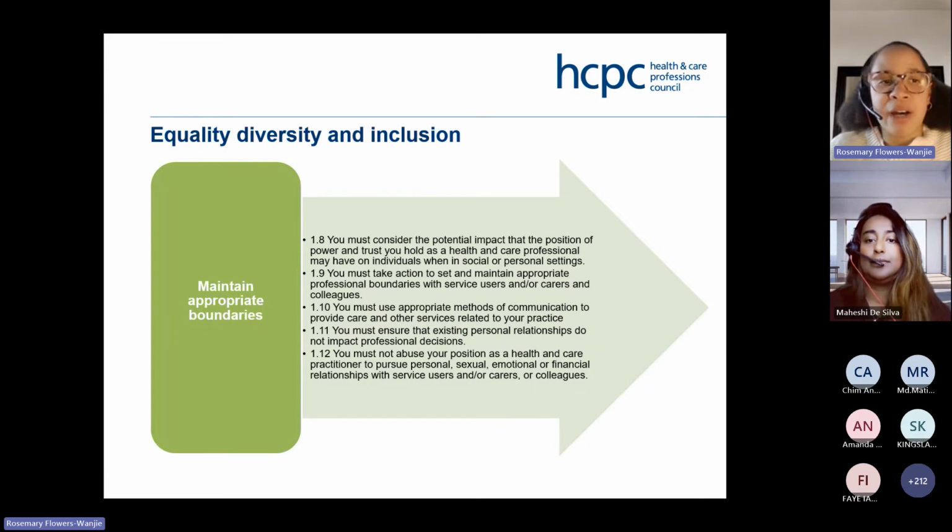Now, Standard 1.12 is an updated standard. It was previously 1.7 and it read, "You must keep your relationships with service users and carers professional." A little too simplistic. The revised standard refers to registrants not abusing their position and sets out a specific set of types of relationship that registrants should ensure are not founded upon an abuse of their power. For example, personal, sexual, emotional, or financial relationships. We have also added reference to colleagues in the standard.